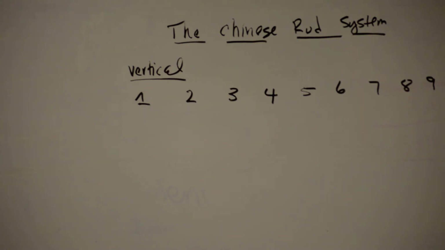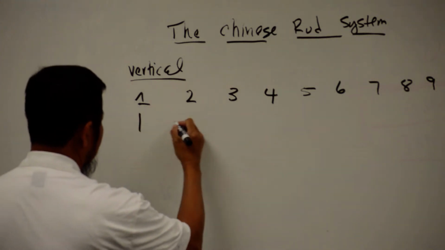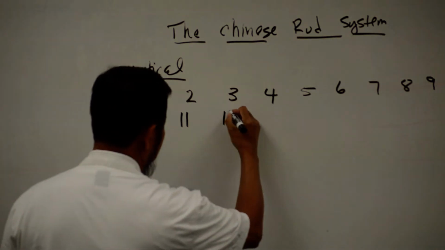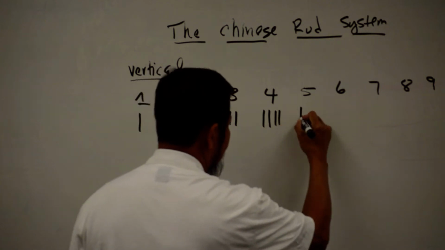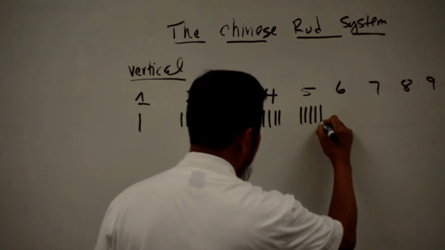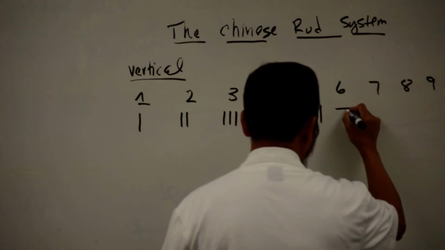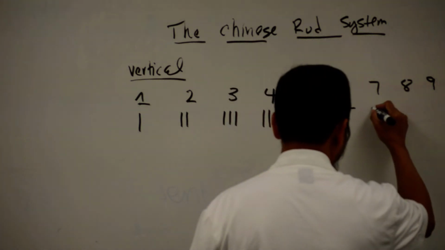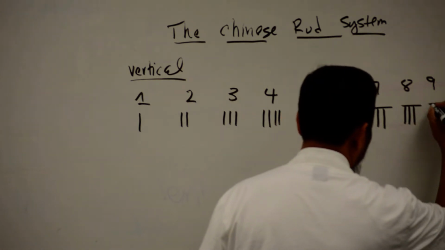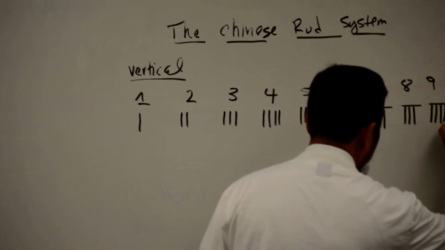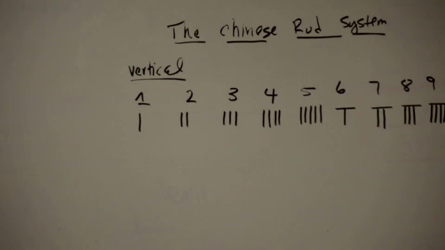So I have 1. This is 1, 2, 3, 4, 5, 6. So 7, 8, 9. Okay, so that's the vertical arrangement.